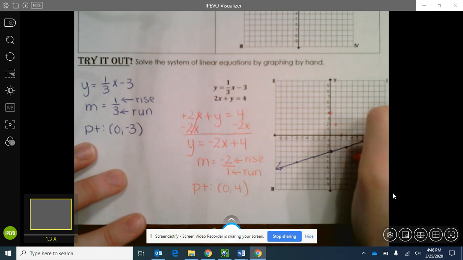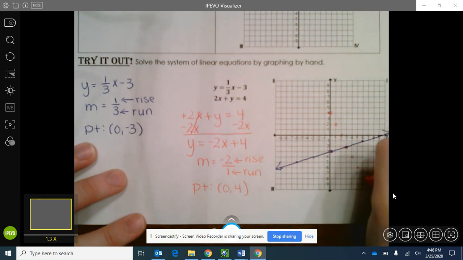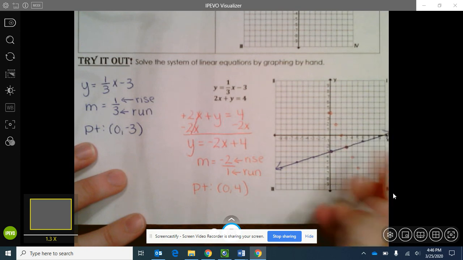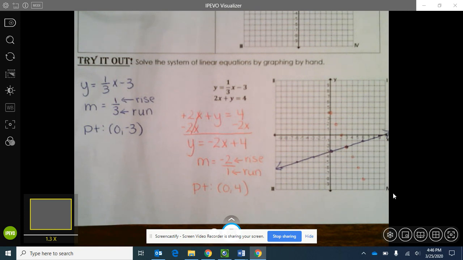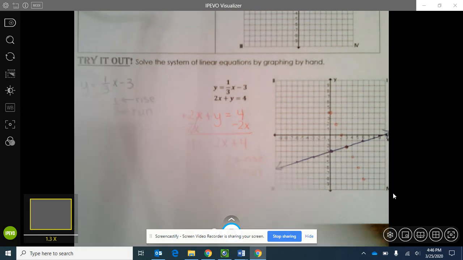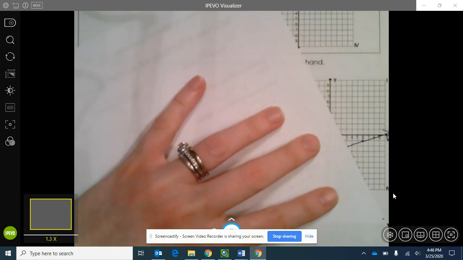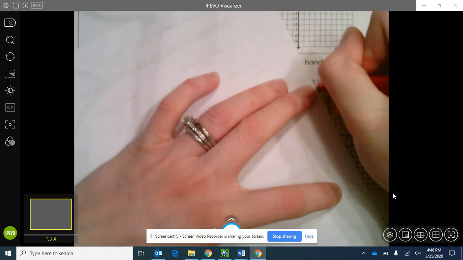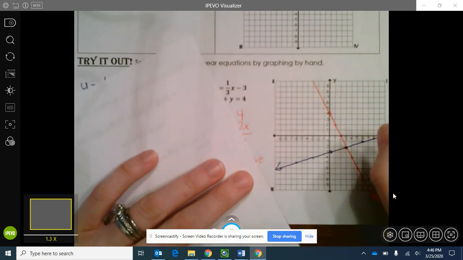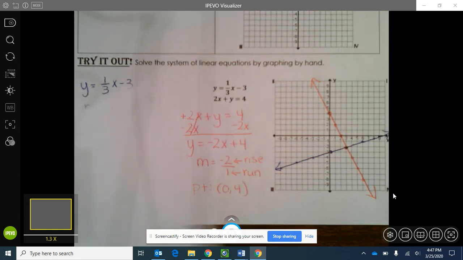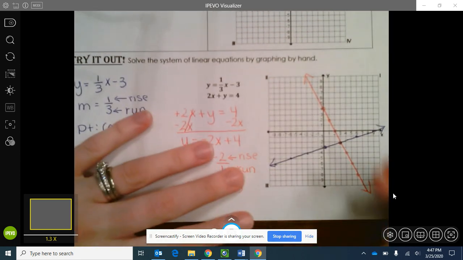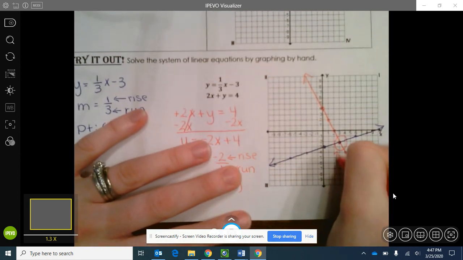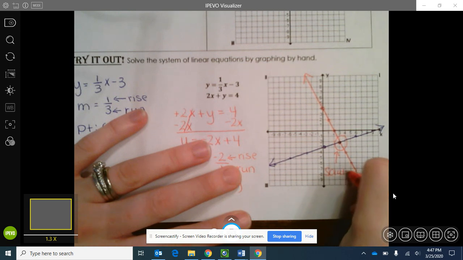And remember, when you are solving a system, you're looking for the point where the two lines meet. So you can see already that point of intersection is going to be right here. But I'm still going to finish out the line. So grab your straight edge, your ruler, whatever you have. Connect your points. And right here, this ordered pair is going to be your solution.